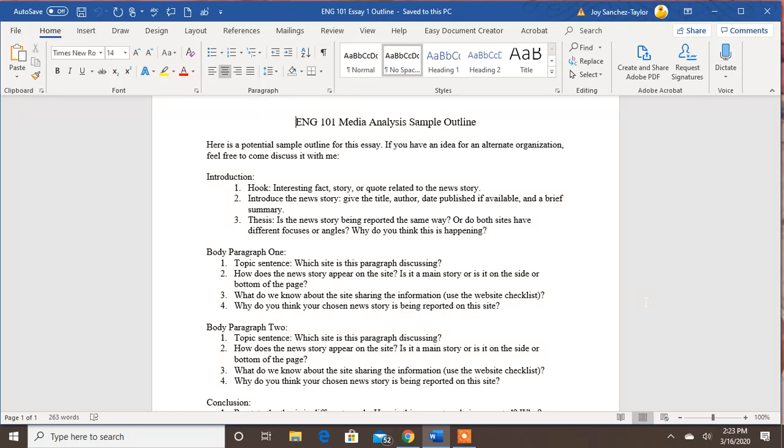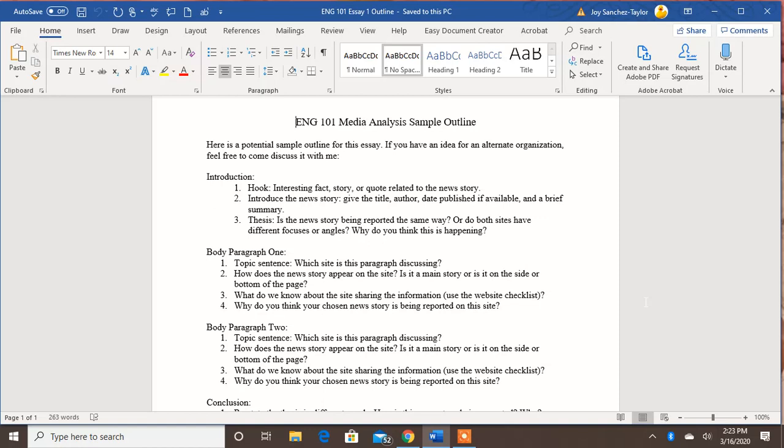The good news is that body paragraphs are really just where you prove the argument that you've made in your thesis. So they almost always look very similar. You'll have a topic sentence telling me what's the topic of this paragraph, right? Since you have 2 websites, it makes sense to have 2 body paragraphs, just one for each website.